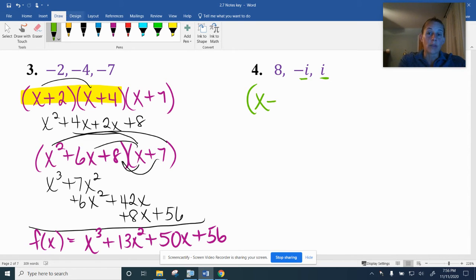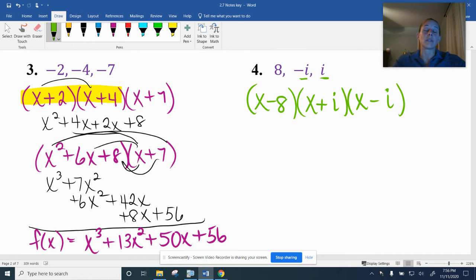So we're going to start out with x minus 8, and then of course we would have x plus i and x minus i. Now in all the previous problems, since we were only dealing with real numbers, it didn't matter which 2 binomials you multiplied together first. But this time, because you do have that complex conjugate pair, you definitely 100% want to multiply together the complex conjugate pair. The reason for that is when you FOIL those together, your i's will all cancel out, which is what you want to happen.